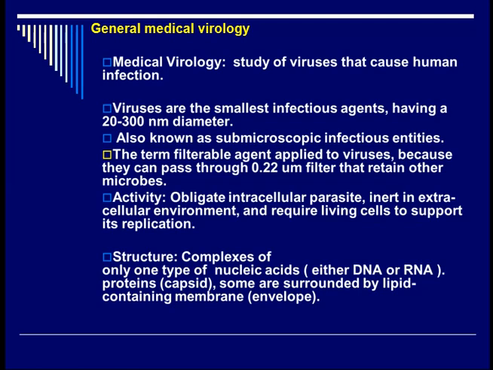The virus is an obligate intracellular parasite. They are chemically inert in the extracellular environment. They require living cells to support their replication. Generally speaking, the structure of the virus is composed of only one type of nucleic acid, either RNA or DNA, and this genome is surrounded by a protein shell. This protein shell is called the capsid. Some viruses, in addition, have a surrounding lipid layer called the envelope.